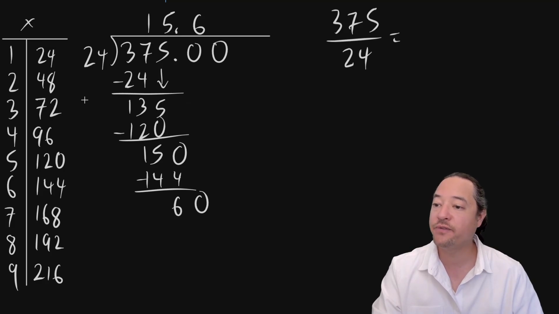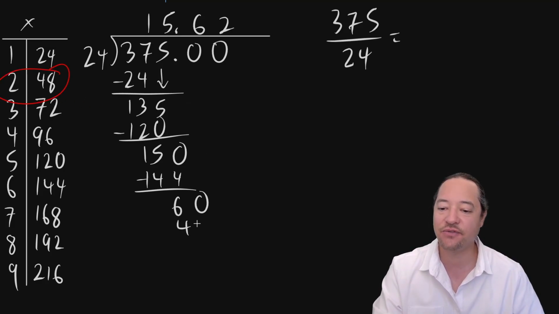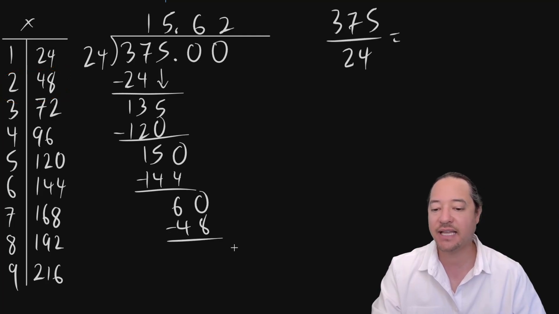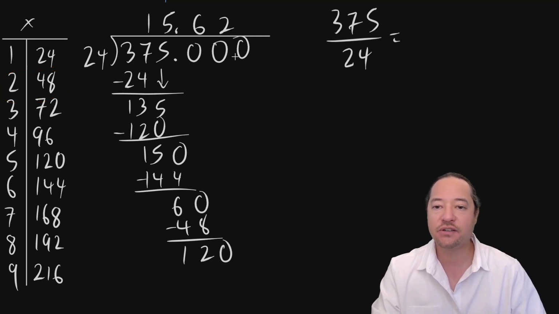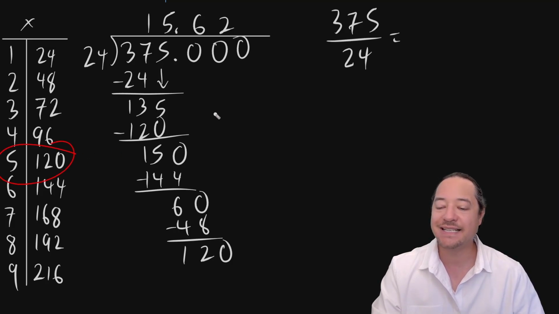How many times is 24 going to 60? Looks like 2 times. Okay, so 2 times here, that's 48. Let's subtract that. What do we get? 12. Let's bring down one more 0. And oh, look at that. That's going to be exactly 5.